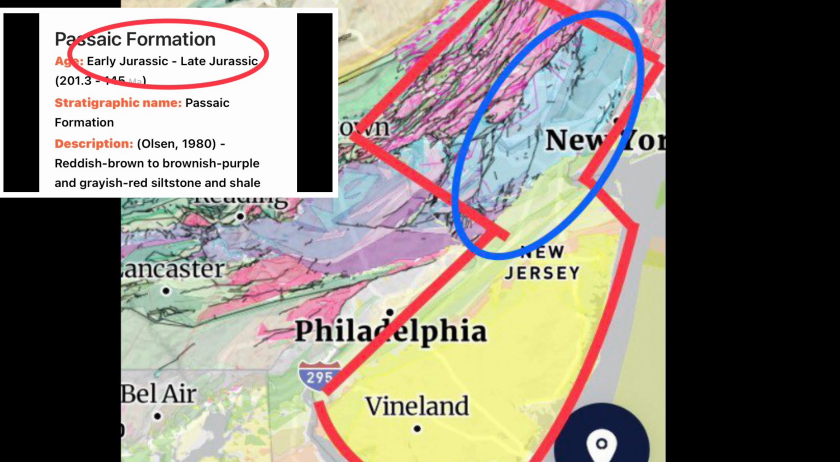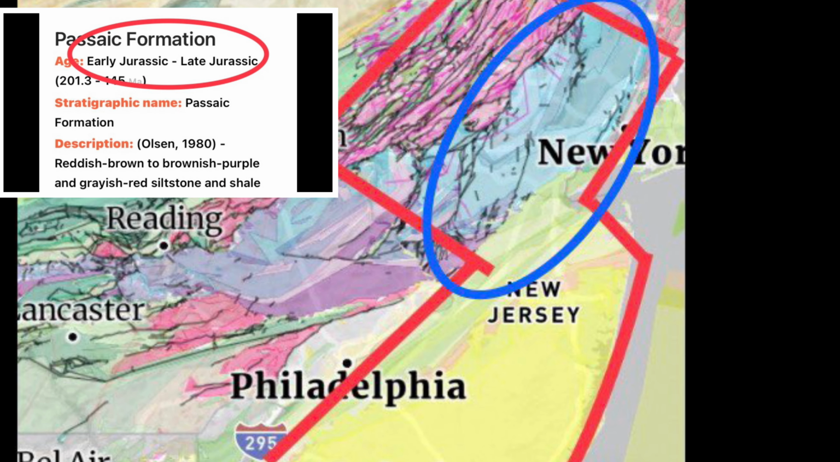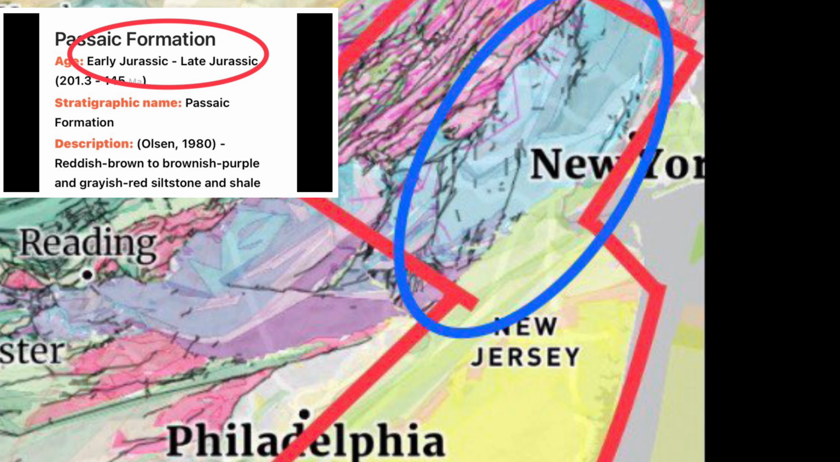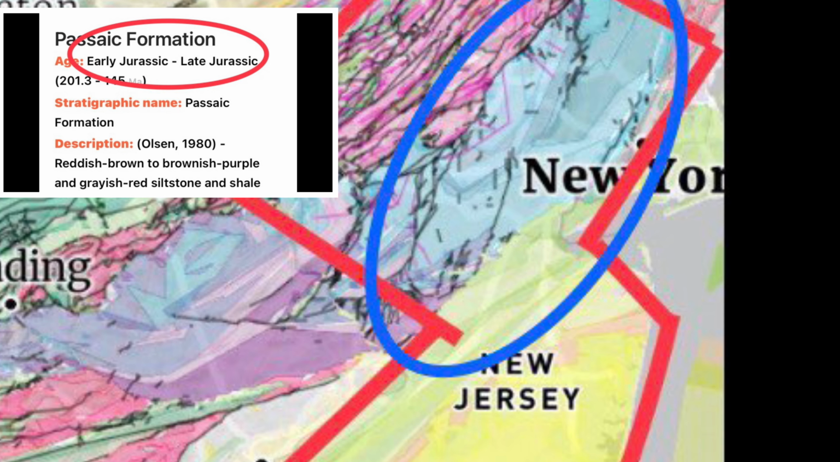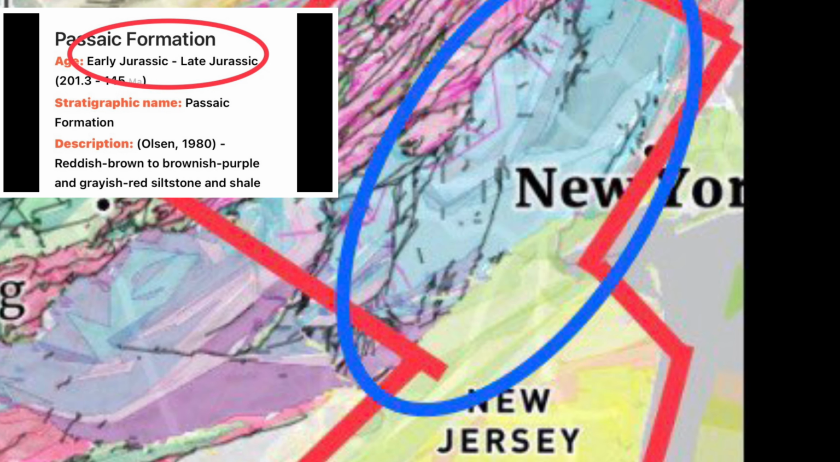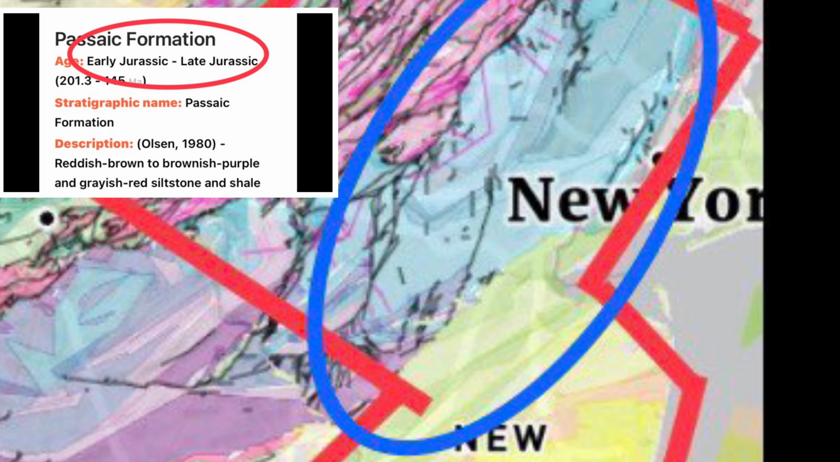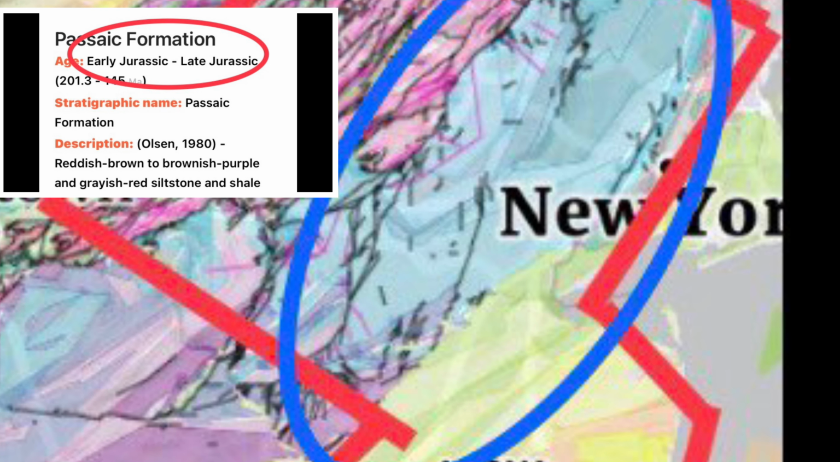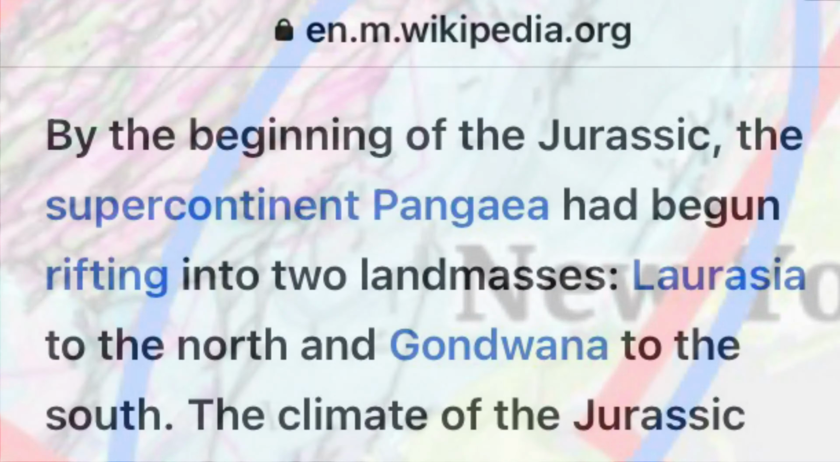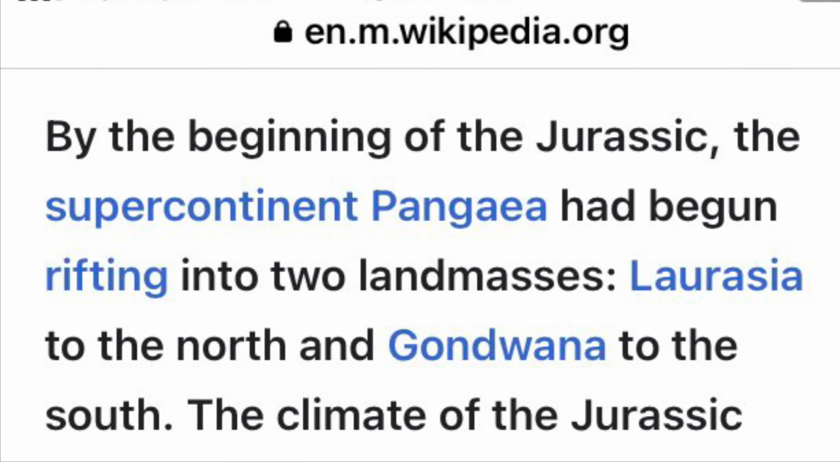When we focus in on the blue area now, we're getting into rock. This is mostly the Passaic Formation, and it's reddish sandstone or siltstone and shale from the early Jurassic to late Jurassic period. So I asked myself, what was going on during the Jurassic period? This is what Wikipedia says about that.